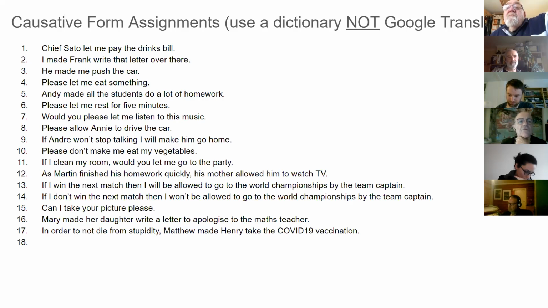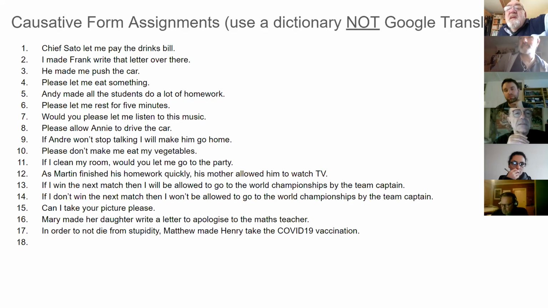Chotto tabe sase mashita kudasai. So not tabe, you can't say tabe sasemasu kudasai, but you can say tabe sase.